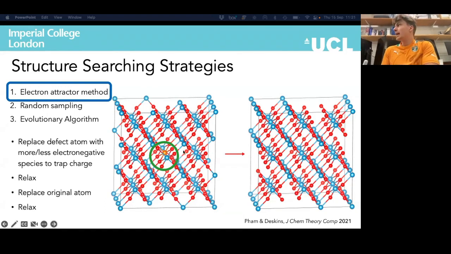Then you can relax this structure to get what we call a pre-converged structure, essentially pushing your structure closer towards what you think is the ground state minimum on your potential energy surface. With this pre-converged structure, you then replace this fake substitutional atom with your original defect atom, and relax from there, and hope that it has pushed you close enough to the ground state minimum on the potential energy surface to then give you the defect ground state structure.